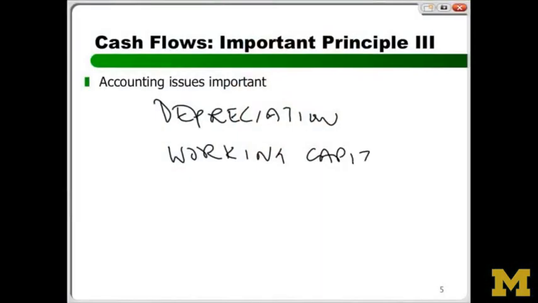Finally, working capital, which we talked about, has to be thought of carefully. Why? Because you have to have accounts receivable, accounts payable, and inventory, you have to think about all those issues, and understanding how accounting works is important.